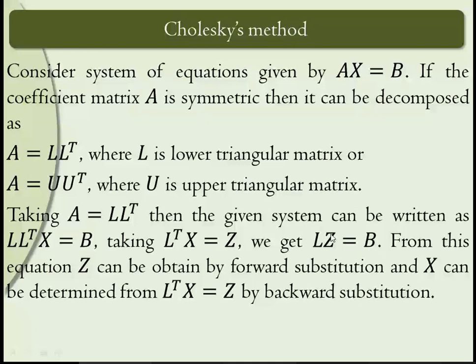And this lower triangular is a general lower triangular matrix. For LU decomposition, we have a special type of lower triangular matrix where the diagonal elements are 1. But here it is a general lower triangular matrix. So general diagonal elements may be there for this lower triangular matrix. And the upper triangular, this is also a general upper triangular matrix. All the elements below the diagonal elements are 0.